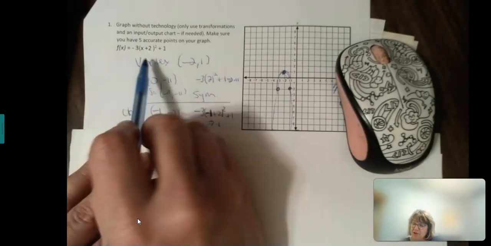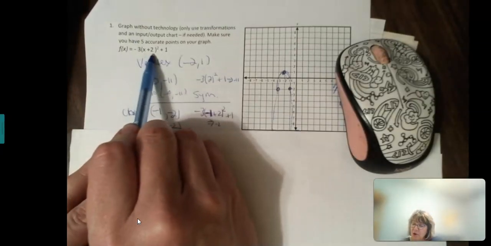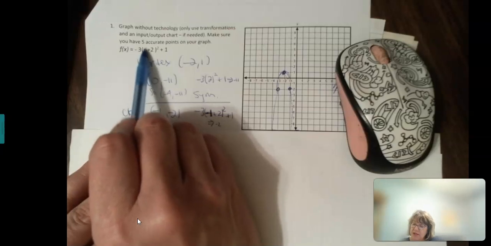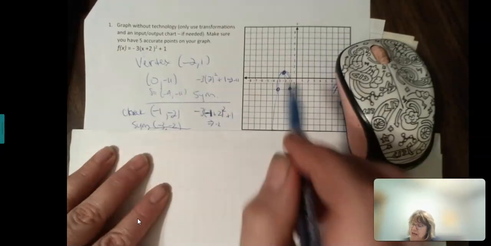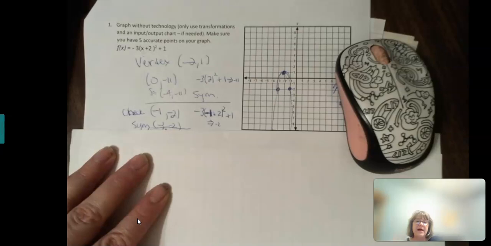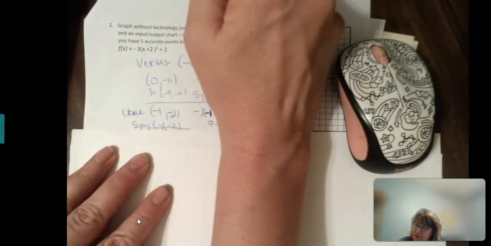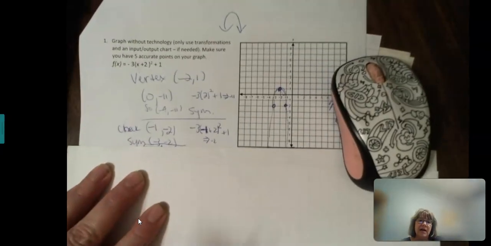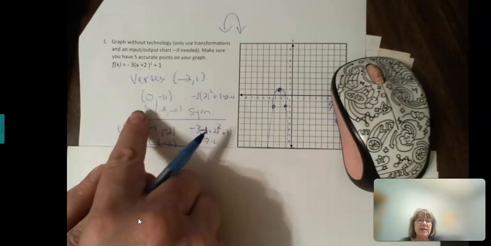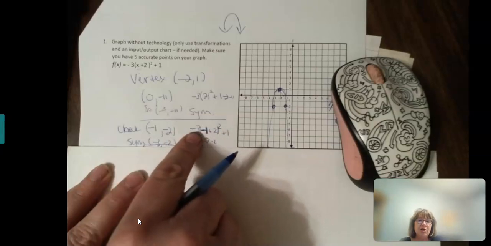Okay, so first of all, what causes 0? -2 causes 0, and then your +1 there. So that's your vertex, -2, 1. That's going to be your max or your min. Okay, notice this is negative, so I know that it's going to be reflected, right? I know that. Okay, so now subbing in some points is a good idea.